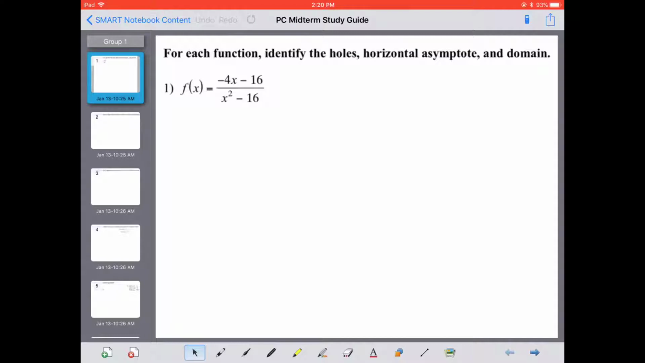So if we look at number 1, we have to find the holes, the horizontal asymptote, if it exists, and the domain. We never use the word hole in our class. Instead, we called that the discontinuity. So please don't let that confuse you. It looks like a couple of us marked on Friday that we were confused about this problem. So let's take a look at this. Remember, I said hole equals discontinuity.